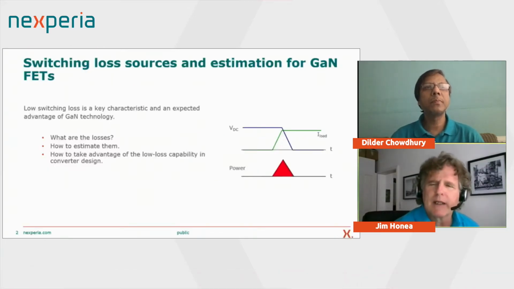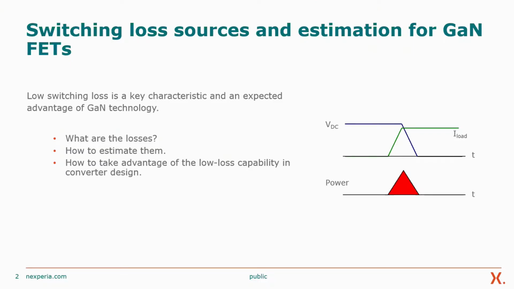So the starting point is just recognizing that low switching loss is a characteristic and an expected advantage of GaN FETs. That's probably why you've tuned in. You expect to lower your switching losses with these high-speed wide bandgap devices. So we're going to talk about where the losses actually are so that you can estimate what they will be in your application, and then talk about how to take advantage of that.